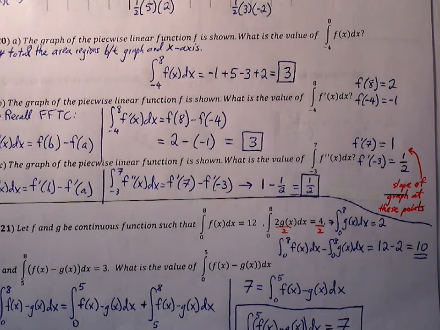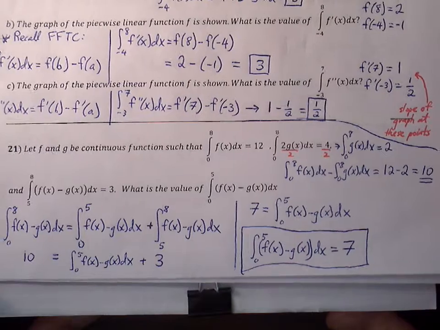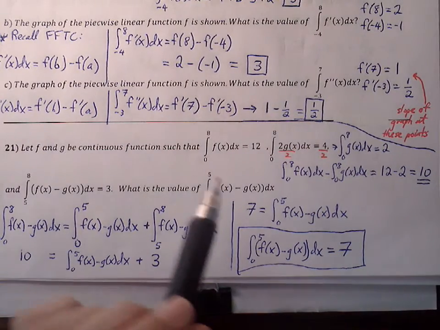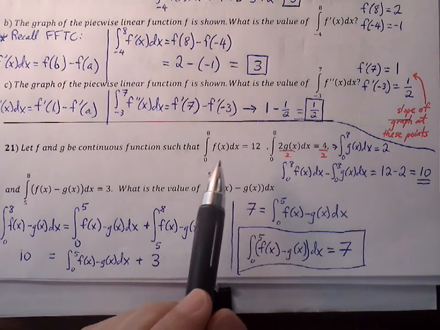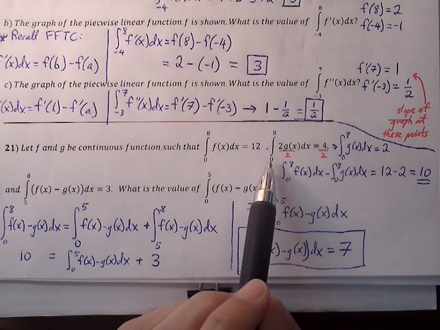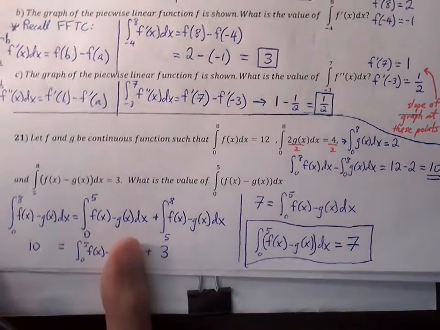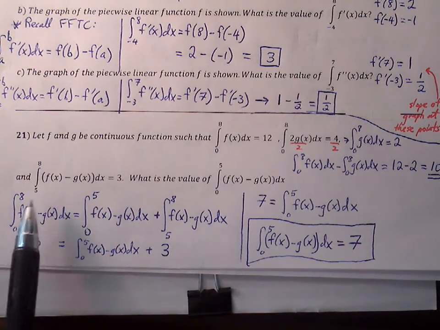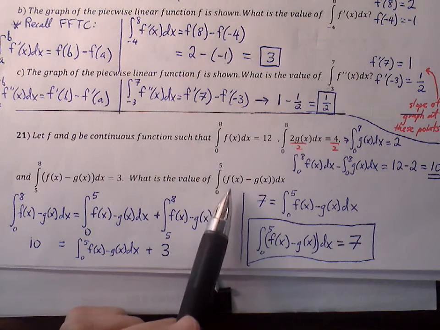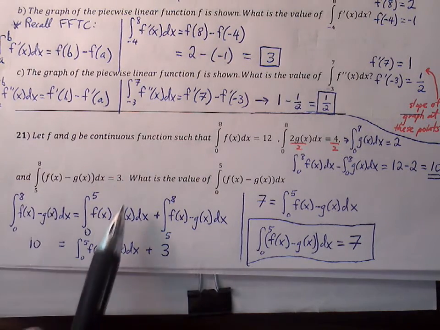All right, 21. f and g are continuous functions. We have the definite integral from 0 to 8 of f of x equal to 12 given to us. We have the definite integral from 0 to 8 of 2g of x equal to 4. And we're trying to figure out what is the definite integral from 0 to 5 of f of x minus g of x. And we do have this integral from 5 to 8 being 3.